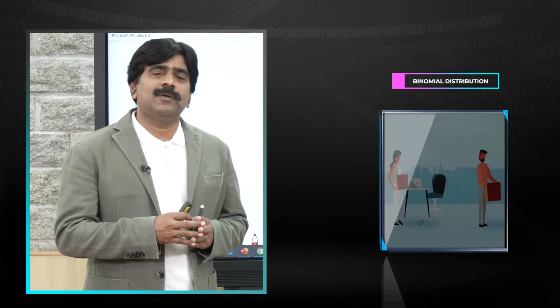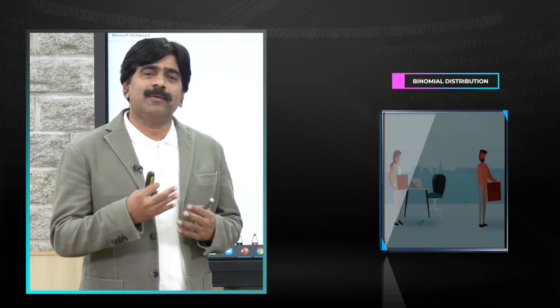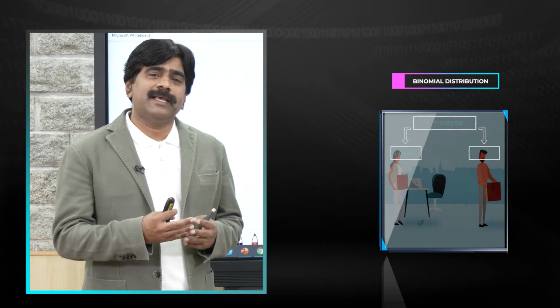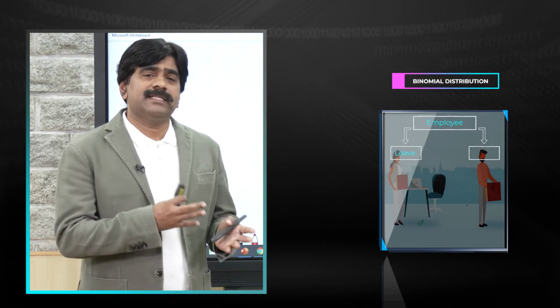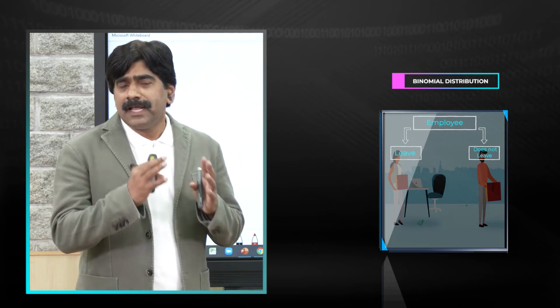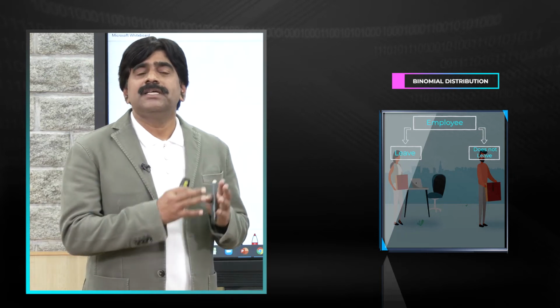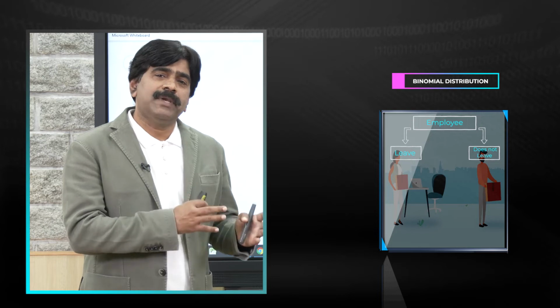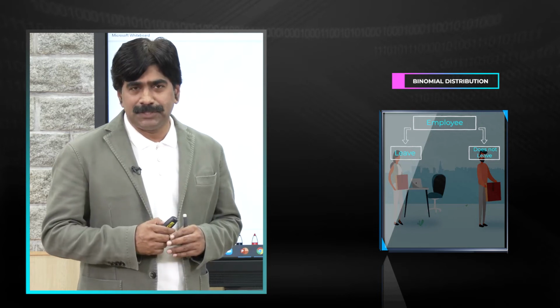The fifth example is employee attrition at a company, where the outcomes are the employee leaves the company and the second possible outcome is the employee does not leave the company. Any business context in which there are only two outcomes can be analyzed using binomial distribution.